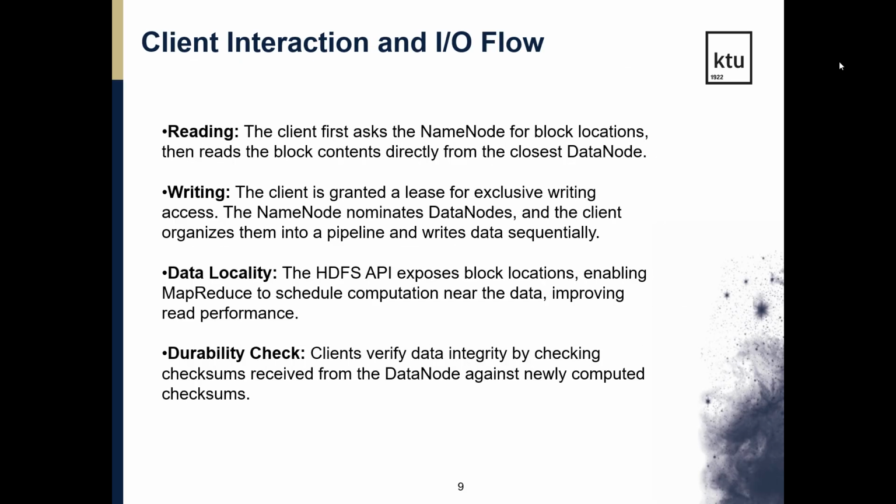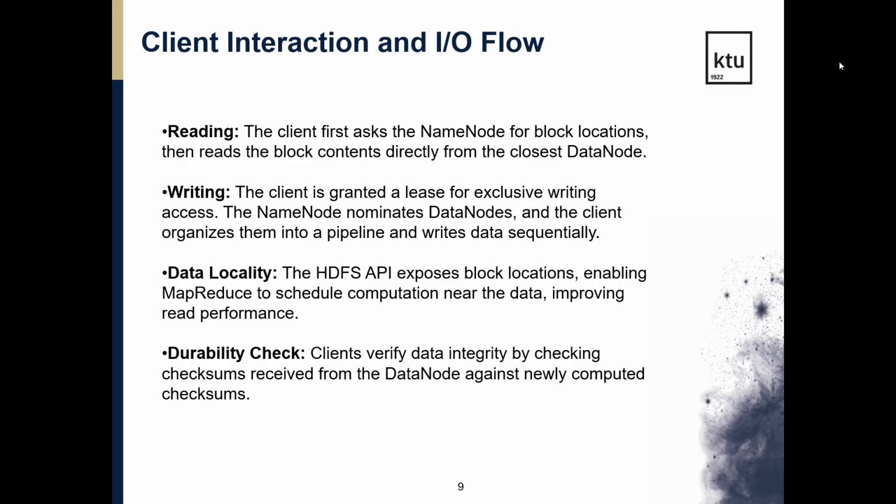Now let's move to client interaction and input-output flow. How the reading and writing happens in our system. The client first asks the name node for the block location, then reads the block contents directly from the closest data node. Like the client asks the name node, then the name node returns the details to the client, then the client moves to the data node and accesses it.